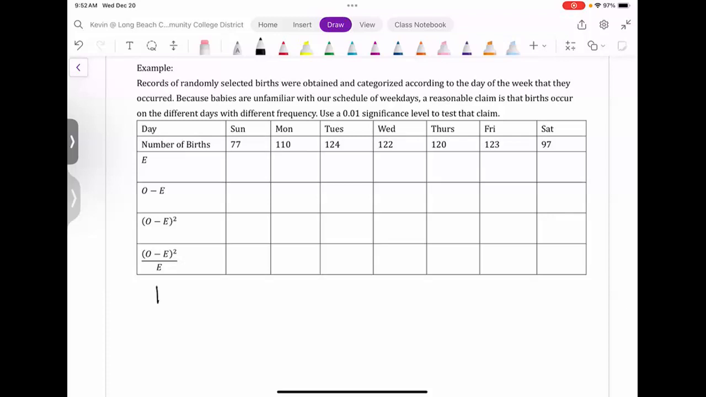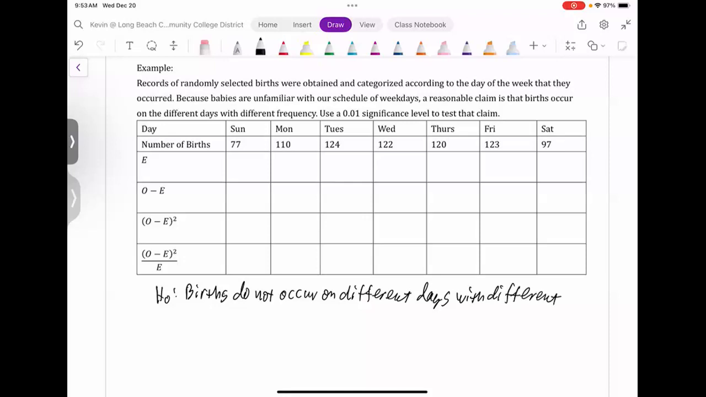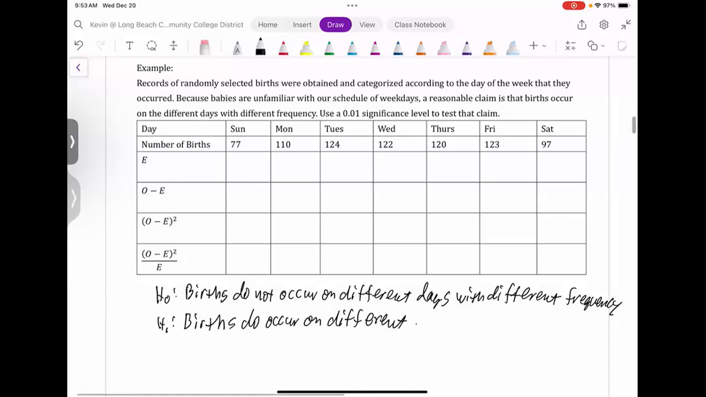So let's start with our null hypothesis. Births do not occur on different days with different frequency, versus births do occur on different days with different frequency.